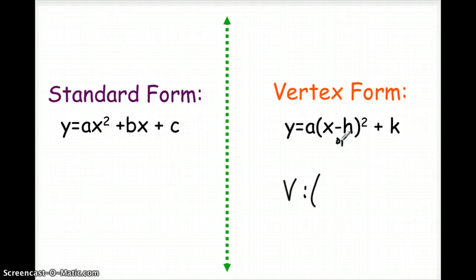Remember, we do the opposite of what we see. So instead of a negative h, the opposite would be positive h. Remember the little trick I tell you, x lies, but y tells the truth. So the y value would be whatever number represents k. Okay? So that's just a quick recap.